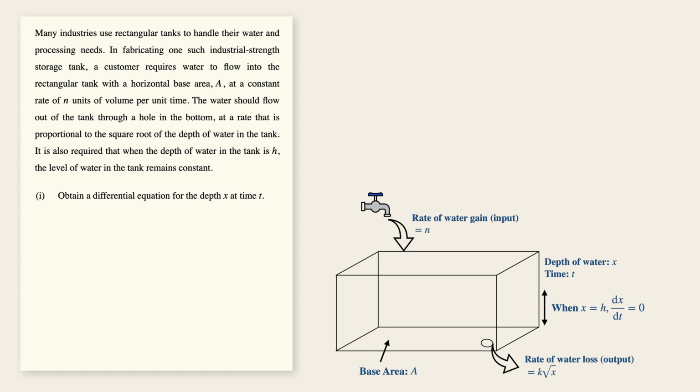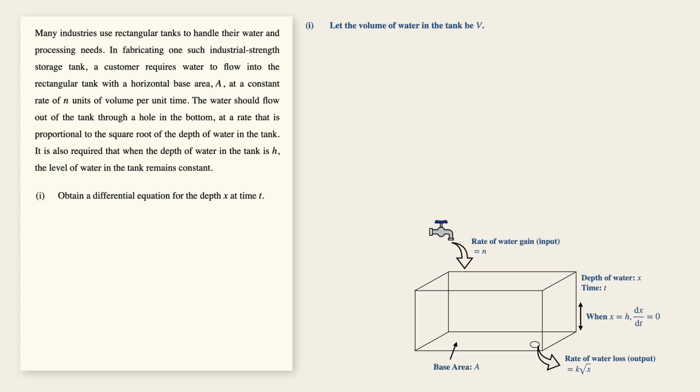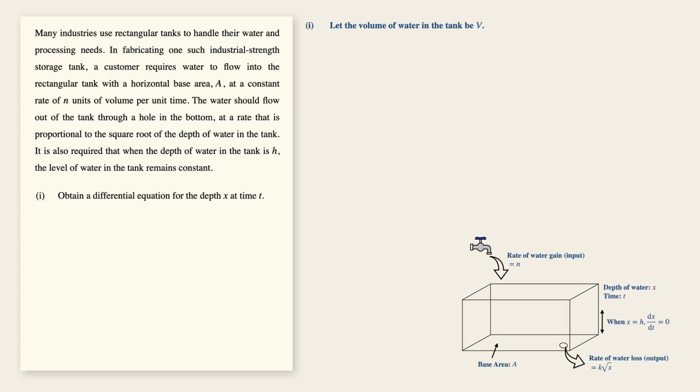Now we can actually see a relationship here between the volume of water with respect to time. Let V be the volume of water in the tank. The rate of change of volume of water is simply the rate at which water is added to the tank, which is a constant rate n, minus the rate of water lost from the tank, which is proportional to the square root of the depth of water in the tank. This is given by k root x, where k is simply a scalar factor.